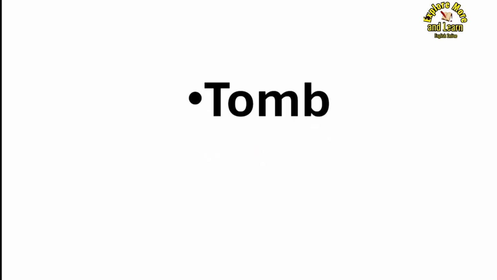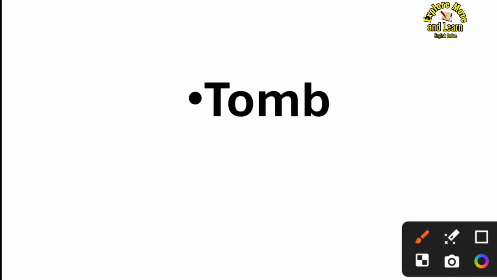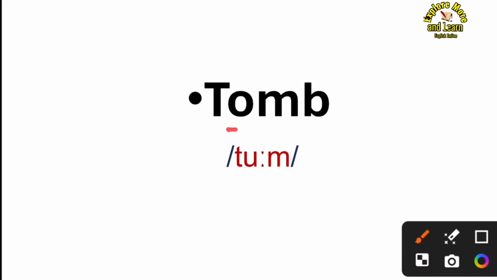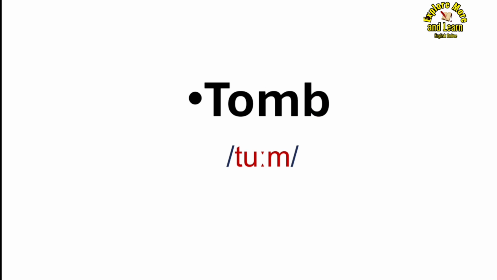Now, the next word. It's not "tomb". So here letter O doesn't have the O sound and letter B is silent. So the correct pronunciation of this word is tomb. So letter O has the long O sound like we have in "school". Okay. So it is tomb and letter B is silent. So don't say "tomb", it is tomb. Now the next word.